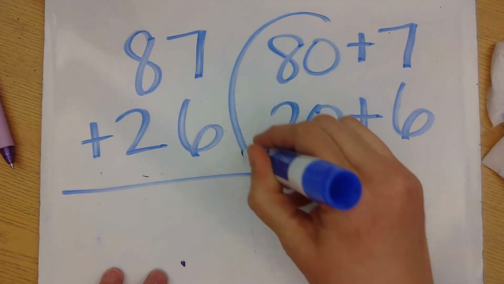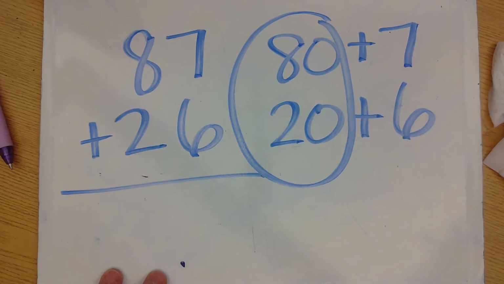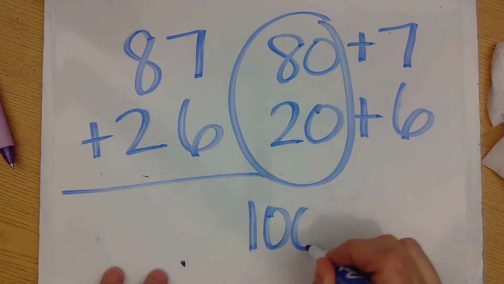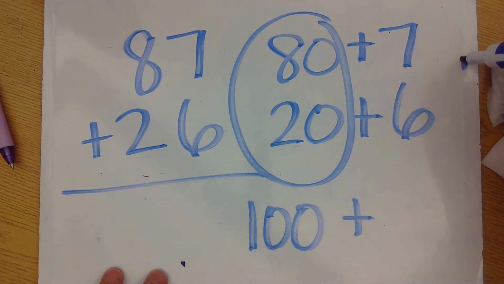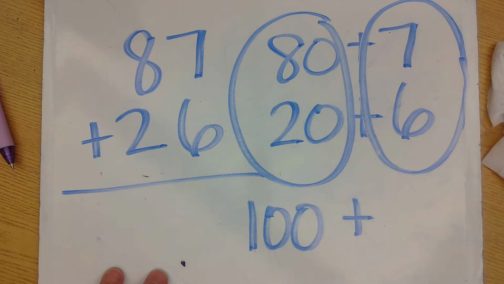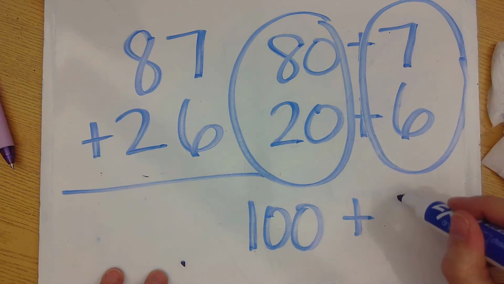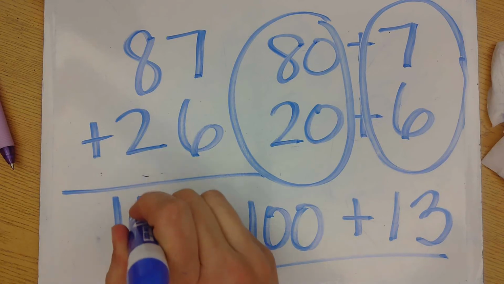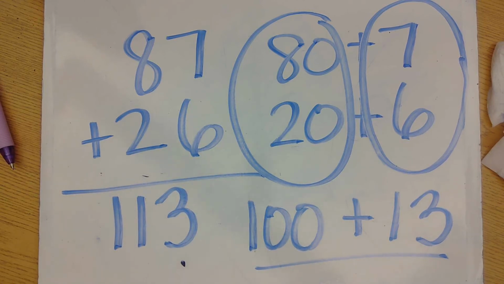We're going to first add 80 plus 20. 80 plus 20 is 100. And now we need to add the ones together. 7 plus 6 is 13. Add these two together and you get your answer, 113. Let's try one more together.